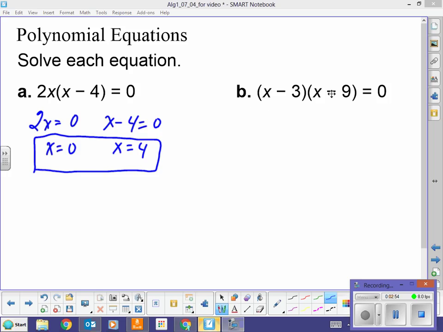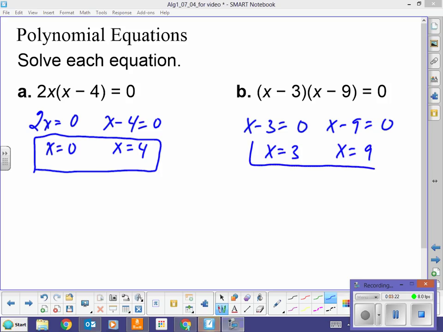X minus 3 times x minus 9. This is what we get when we multiply. We're going to multiply together two binomials. We're going to get something that looks like this. What's it going to look like? Well, x minus 3 equals 0, and x minus 9 equals 0. It's already in factored form, so x equals 3 and x equals 9. Okay, pretty straightforward here so far.